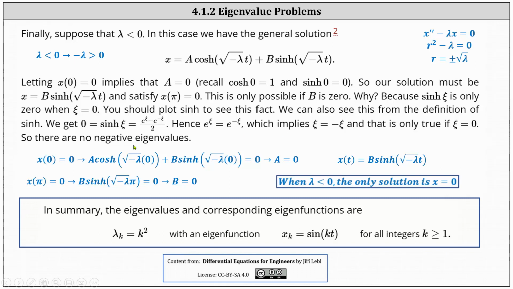This indicates there are no negative eigenvalues. In summary, the eigenvalues and corresponding eigenfunctions are lambda sub k equals k squared with an eigenfunction x sub k equals sine kt for all integers k greater than or equal to 1.